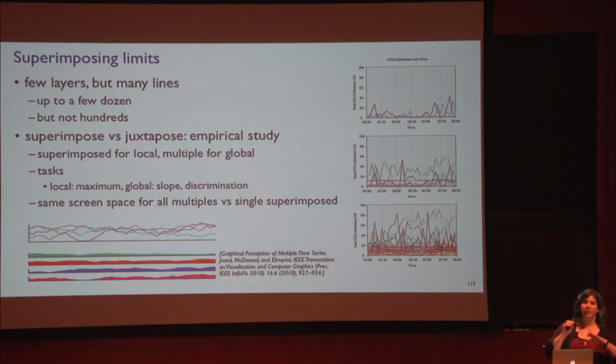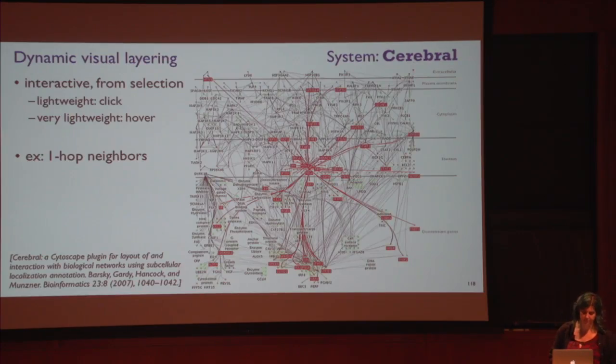But it's just useful to think explicitly about how many layers you can effectively use before you've got so much occlusion that you can't see what's going on. One last thing about layering, it's useful to think about dynamic layers. Here's an example in a node-link graph layout system where the mouse is over one node, and then what's automatically highlighted is all of the one-hop neighbors away from that node.